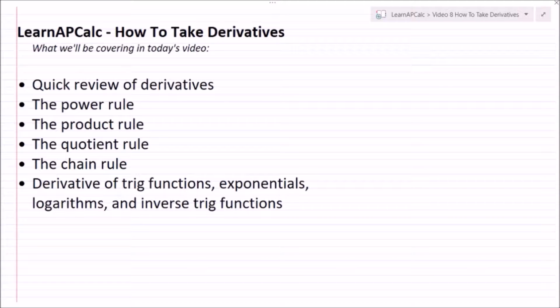Today we're going to talk about how to take derivatives. So a quick review of derivatives, the power rule, product rule, quotient rule, chain rule, and then we're also going to talk about derivatives of trig functions, exponentials, logarithms, and the inverse trig functions derivatives.